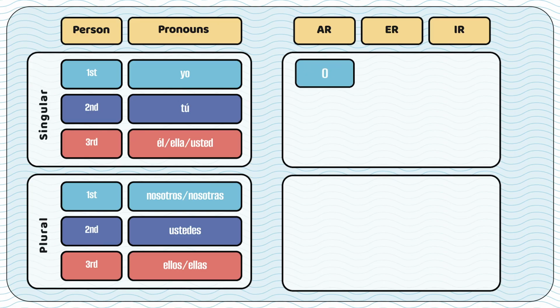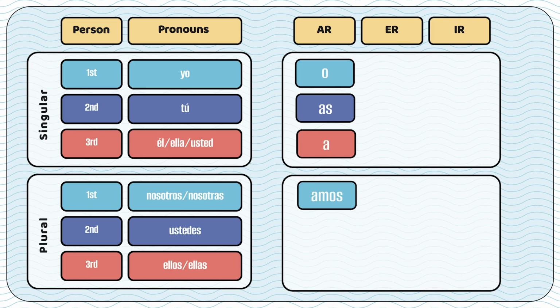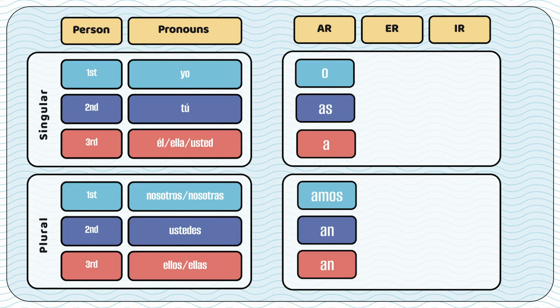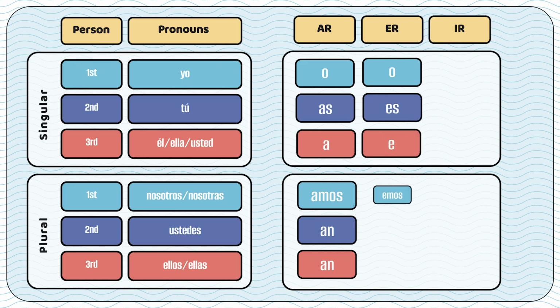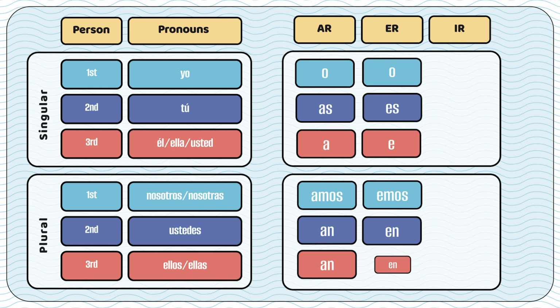For tú, as. Él, ella, usted, a. Nosotros, nosotras, amos. Ustedes, an. Ellos, ellas, an. For ER ending verbs, we're going to use for yo, o. Tú, es. Él, ella, usted, e. Nosotros, emos. Ustedes, en. Ellos, ellas, en.